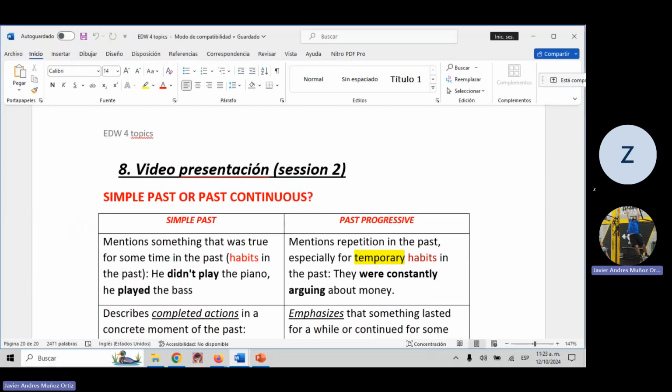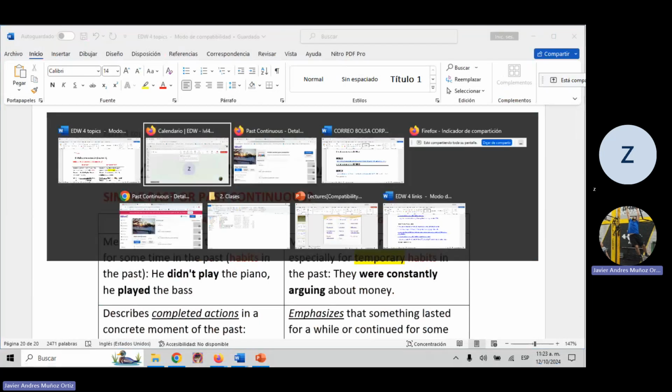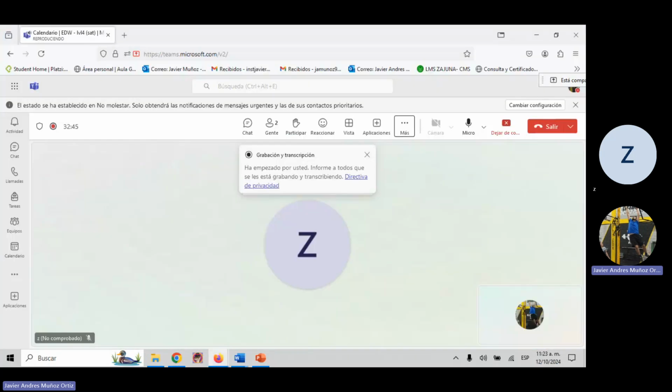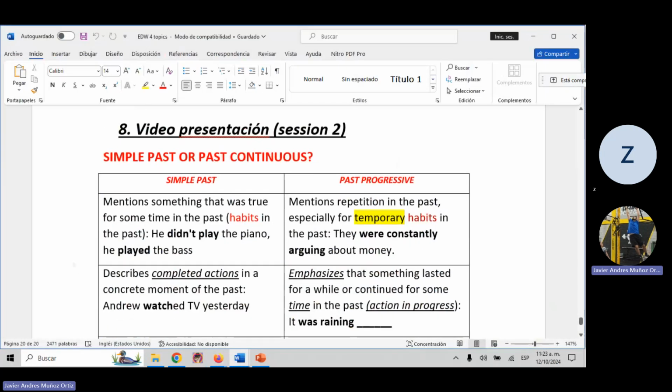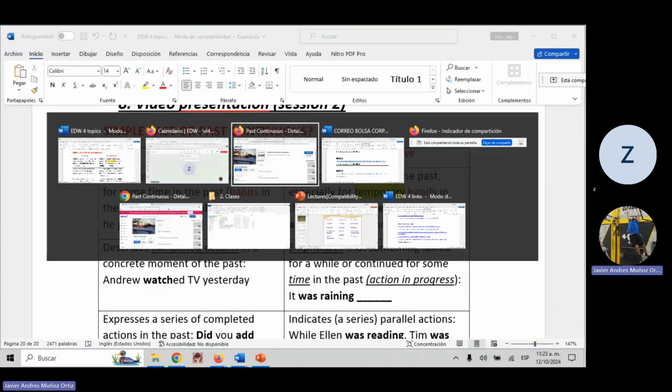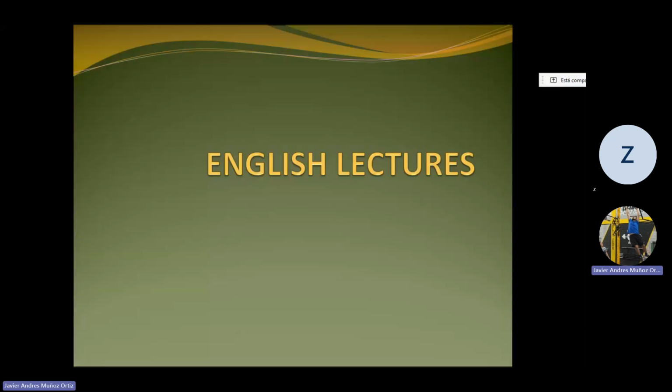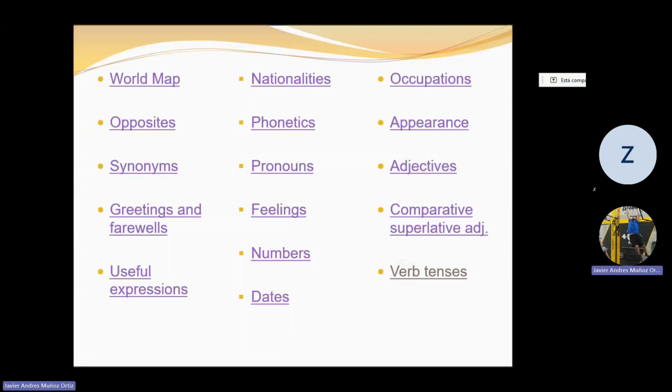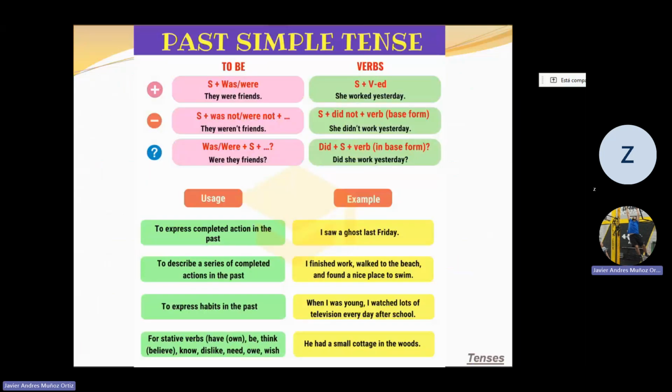Now we're going to make a quick parallel between past simple and past continuous, and that would be all for today. So in terms of grammar, we already know the grammar, but it's a good idea to remember the grammar, obviously. Let's remember, past simple tense is divided in two. We studied this topic in two different sections, two different parts.